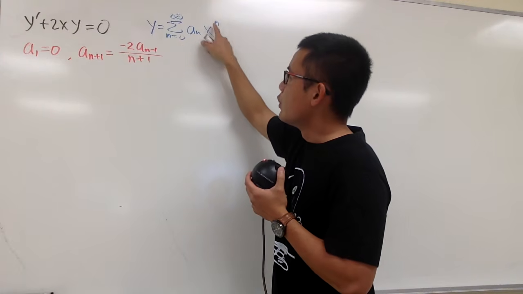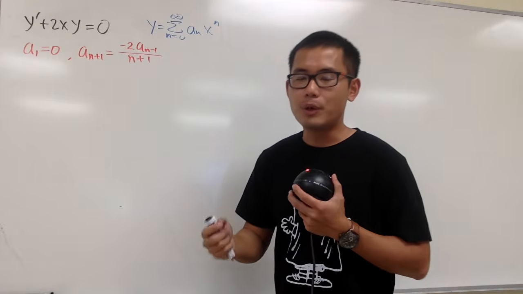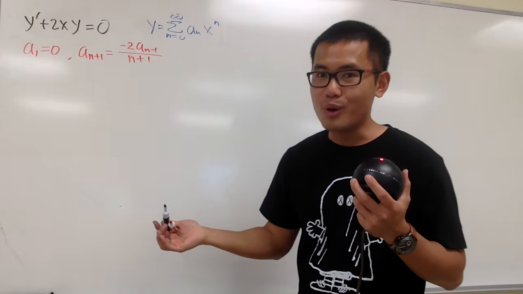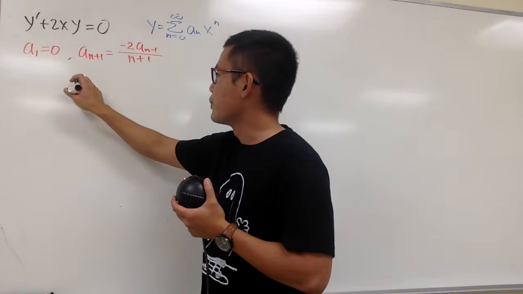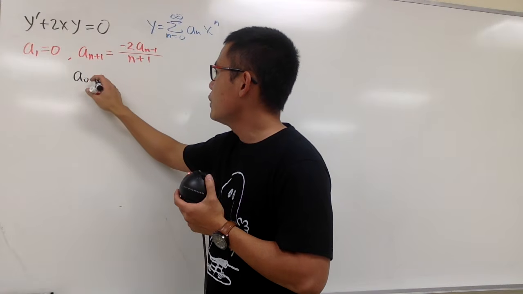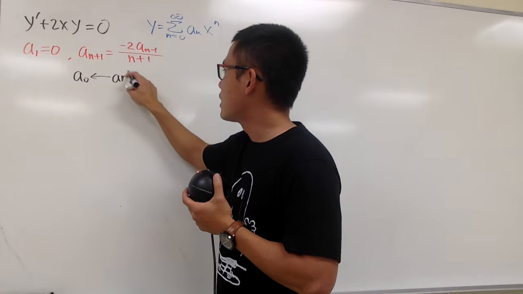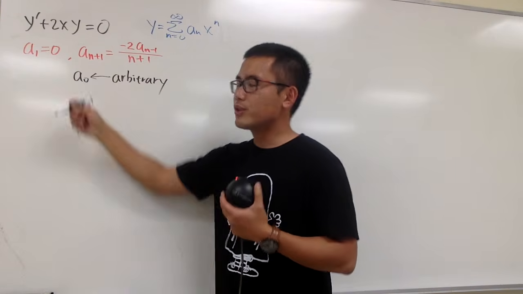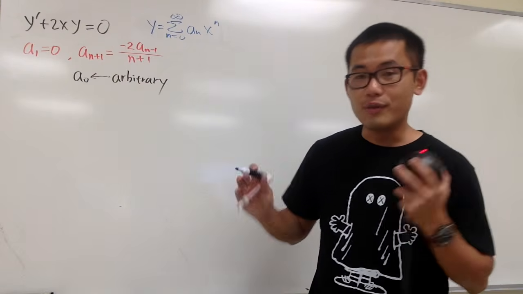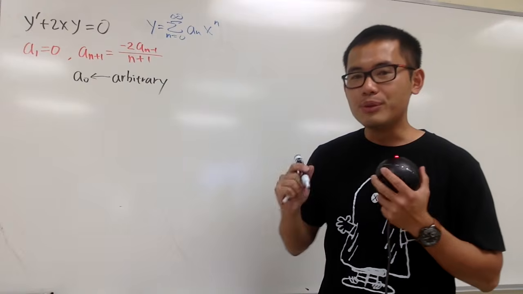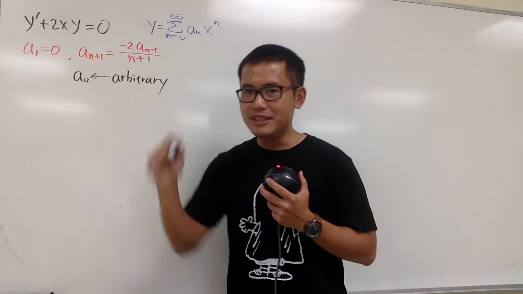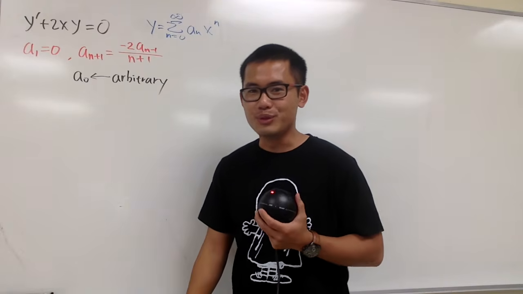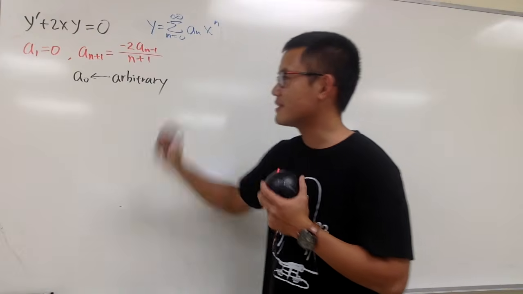When n is equal to 0, we must have the a0 term. But what's a0? Well, we don't know, right? So this is how we're going to do it. We'll just assign a0 to be arbitrary, all right? Meaning that this is just going to be a random constant for the moment. It can be anything. And this is going to be the constant c that we used to have, right? So let me just write it down like this.